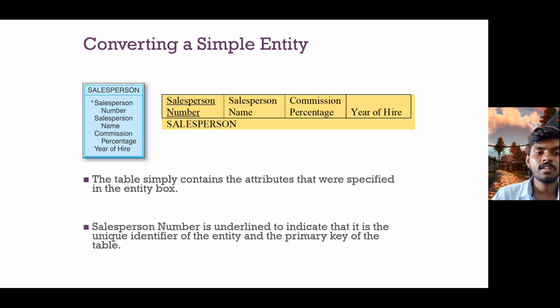First, converting a simple entity. We have a simple entity called salesperson. The salesperson has a number, salesperson name, salesperson commission percentage, and year of hire. We convert this entity into a table with salesperson number, salesperson name, commission percentage, and year of hire. This is the simple entity conversion.